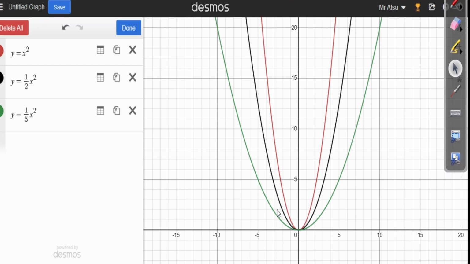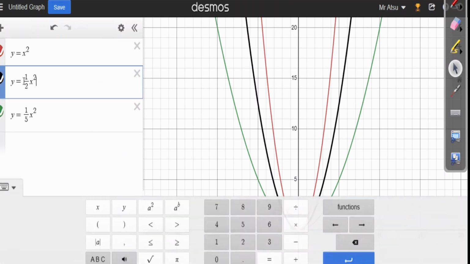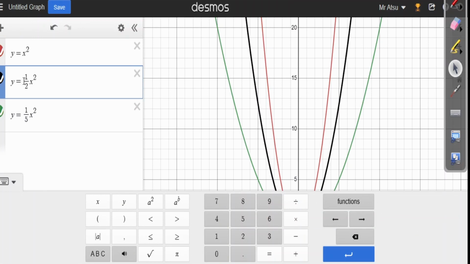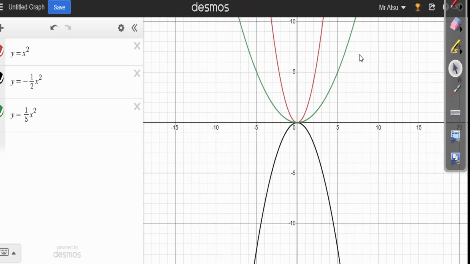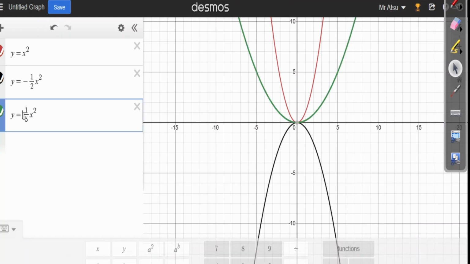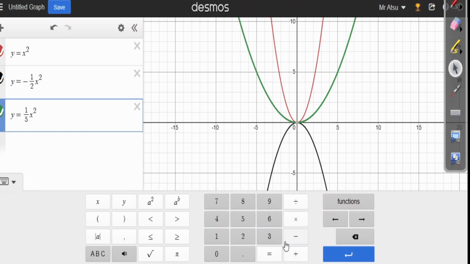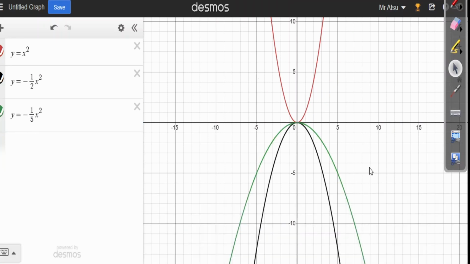Then I spoke about the reflection over the x-axis, that the only difference that makes is that when the a is negative. So I'm just going to try with the first one, the black one. I just put a negative sign in front of it, and you can see that the graph has reflected over the x-axis. And then I can try this one too. So anytime there is a negative in front of the a, the graph automatically switches or reflects over the x-axis, or flips over the x-axis.